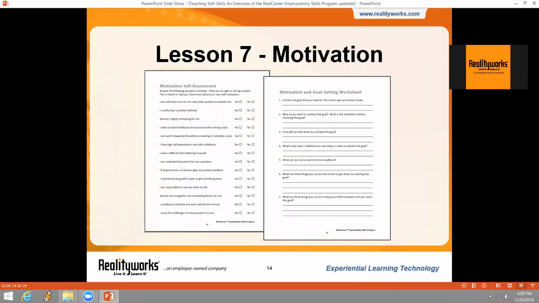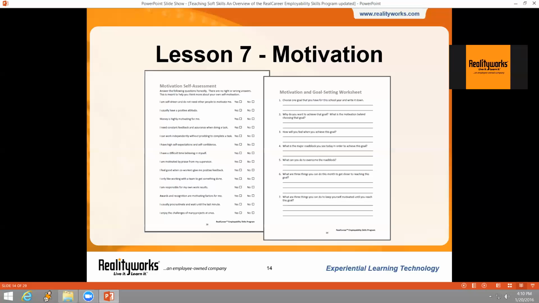Being motivated is a key employability skill that will increase success on the job. This lesson begins by defining intrinsic versus extrinsic motivation. Participants will identify things that personally motivate themselves. And then some key discussion questions will be asked, such as, is one type of motivation better than another? If you were a manager, what would you do to motivate extrinsically motivated people, etc.? Students will also complete a motivation self-assessment. And then the last part of the lesson involves identifying characteristics of motivated workers.